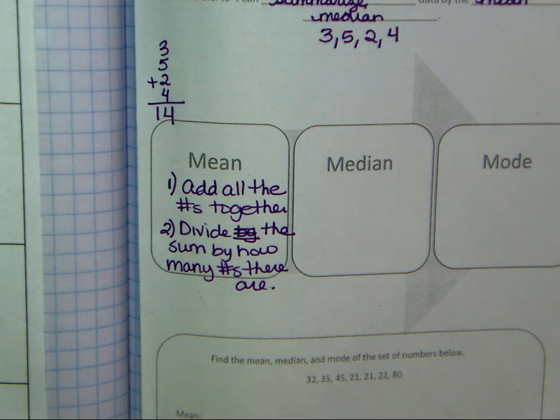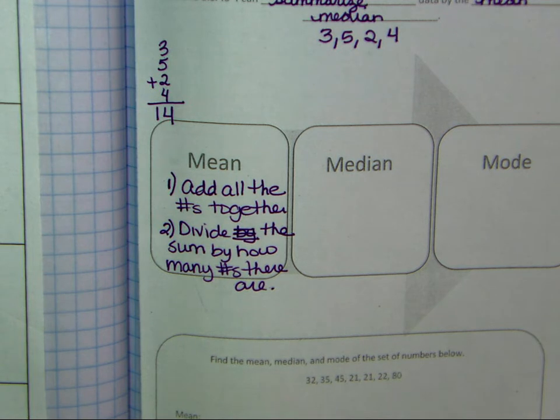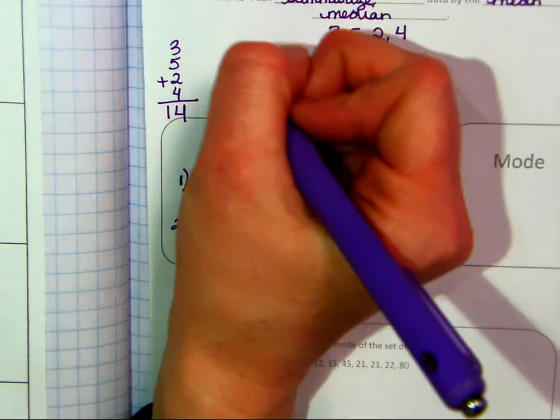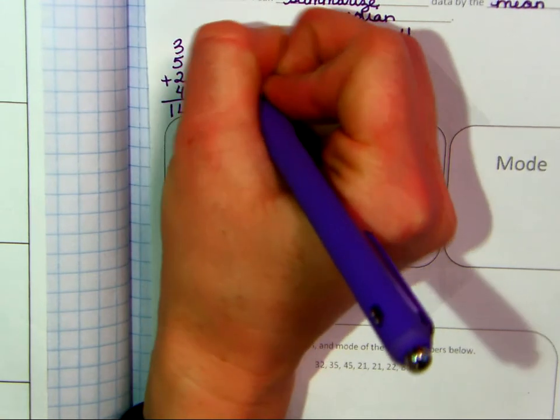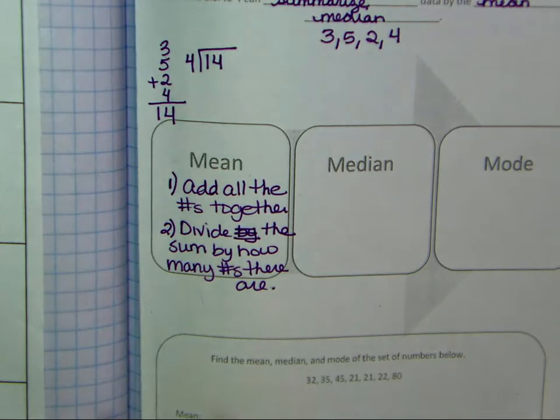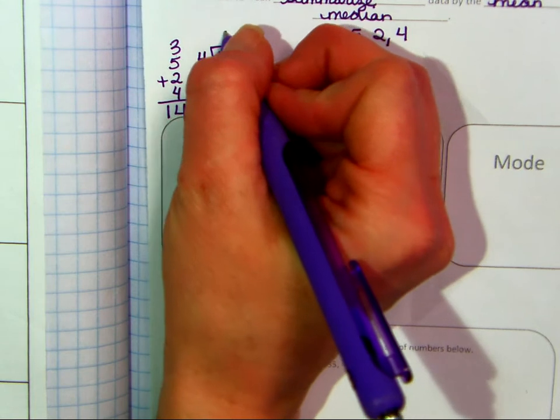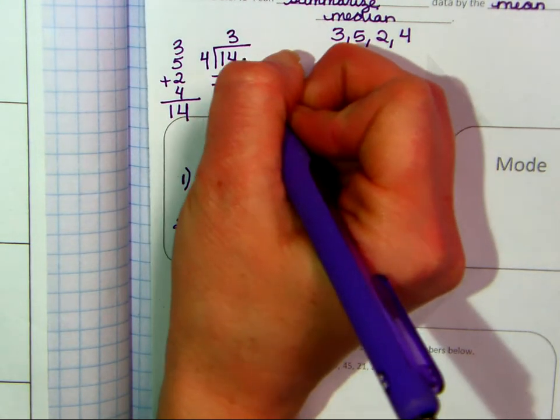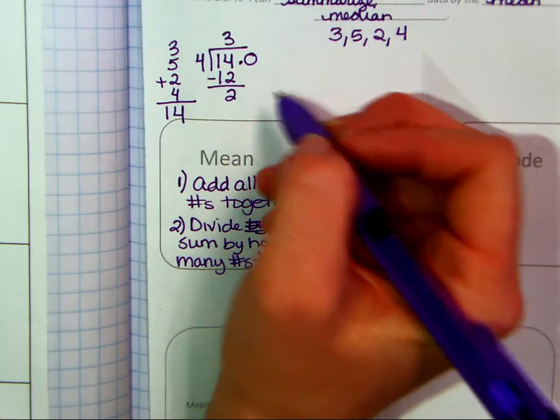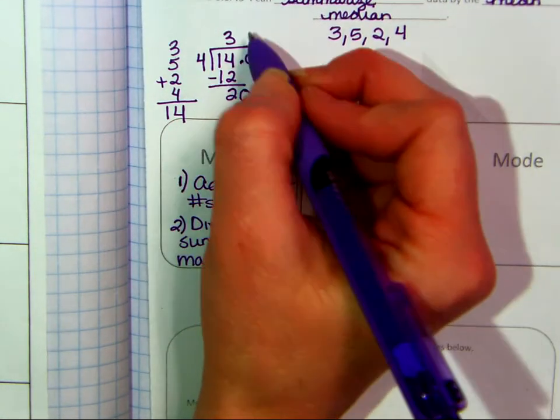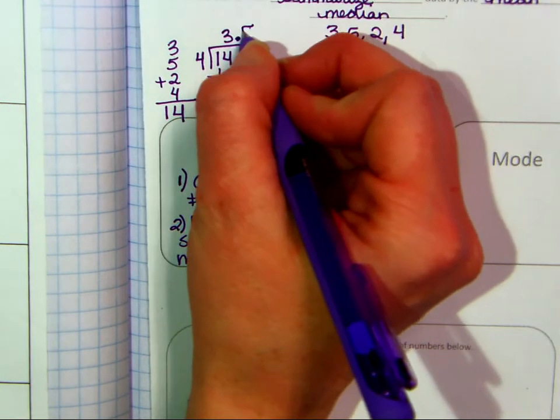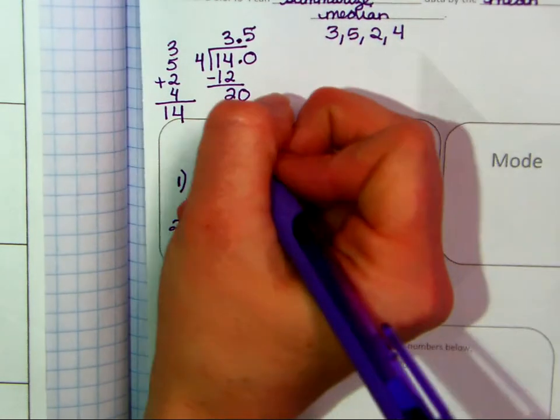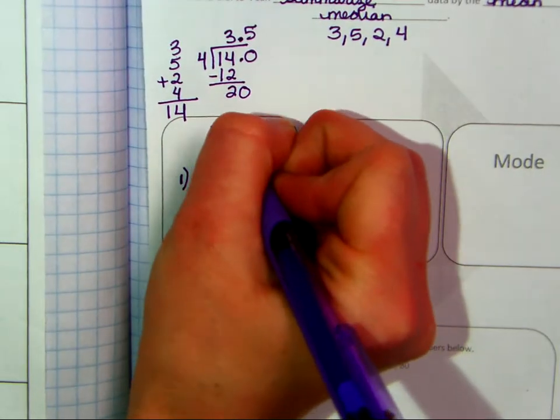So in our example with 3, 5, 2, and 4, how many numbers do we have in that data set total? Go ahead. 4. We have 4 numbers. Correct. So our sum was 14, so we're going to take 14 and divide it by 4. Well, 4 goes into 14 3 times, which is 4 times 3 is 12. And I don't want to have a remainder, so I'm going to add a decimal point and a 0. 4 goes into 20 5 times. So in this case, my mean would have been 3.5.